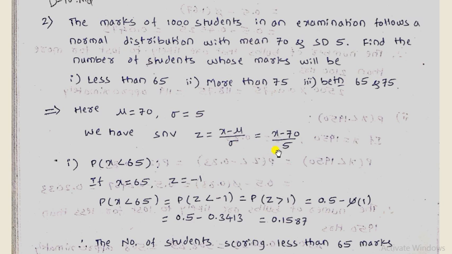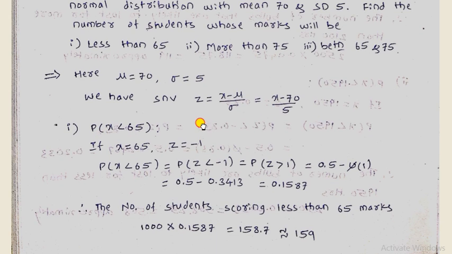So mu is 70, sigma is 5. First one is less than 65. So probability of x is less than 65. If x equals 65, then 65 minus 70 divided by 5 gives minus 1. So x less than 65 means probability of z is less than minus 1. When x is 65, our z value is minus 1.